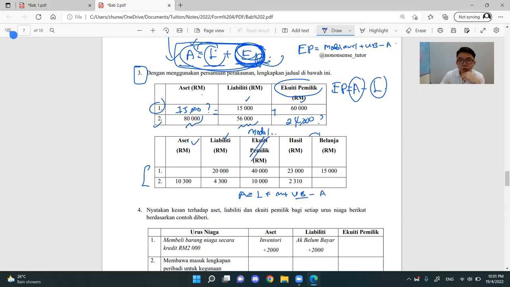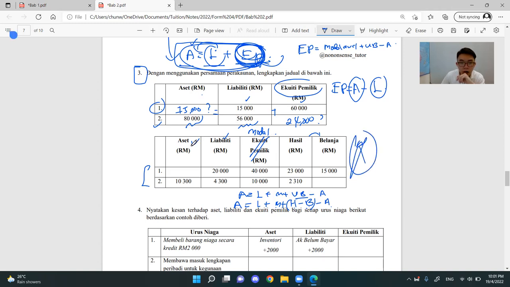And how do you get this untung bersih? Untung bersih equals to your hasil minus your belanja. Okay, so you write back everything here. Plus modal. Asset equals to liability plus modal plus hasil tolak belanja tolak ambilan. Okay, but in this question, no ambilan, so we don't have to care about the ambilan.